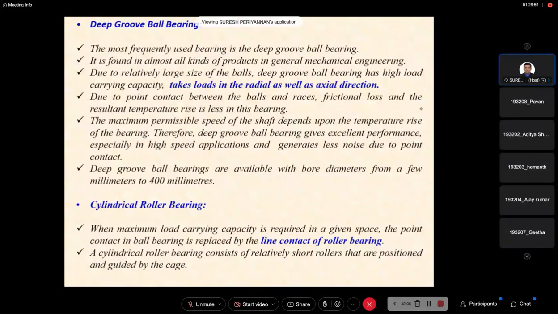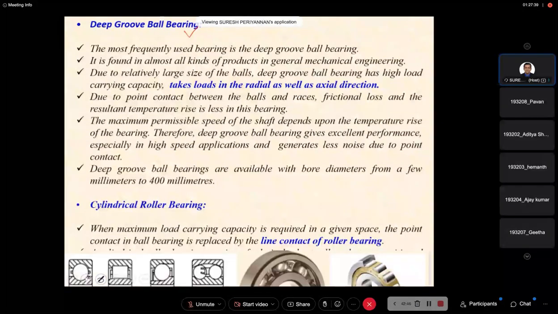Okay. Now, the deep groove ball bearing, the most frequently used bearing in our mechanical applications. Now, the ball radius, please go through this later point by point, as I have given here, so you can understand easily. We can just briefly discuss this. In this deep groove ball bearing, the ball radius is less than the radius of curvature of the grooves in the races.